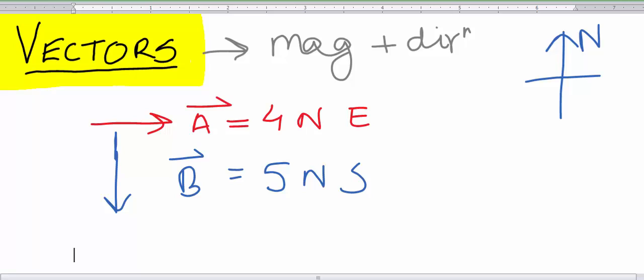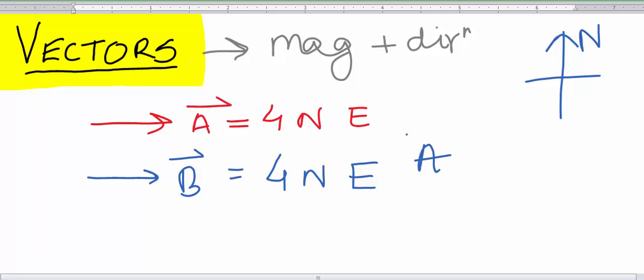Now let's see some other thing. If we have b vector of 4 Newton towards south, you can again see that the direction is still different, though the magnitudes are same. Hence vector A is still not equal to vector B. And now suppose we have vector B in something of this sort, 4 Newton towards east. Then you see both the magnitudes and directions are same. Hence vector A is equal to vector B.